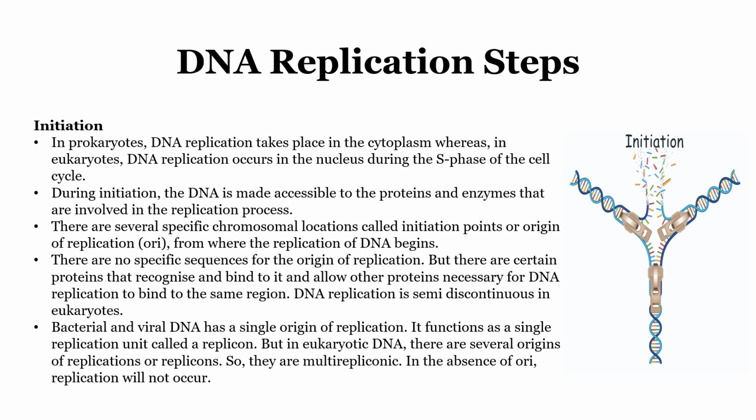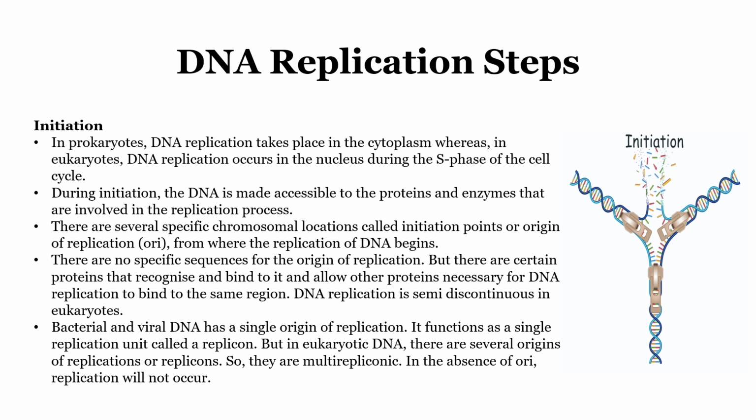There is no specific sequence for the origin of replication, but there are certain proteins that recognize and bind to it and allow other proteins necessary for DNA replication to bind at the same region. DNA replication is semi-discontinuous in eukaryotes.